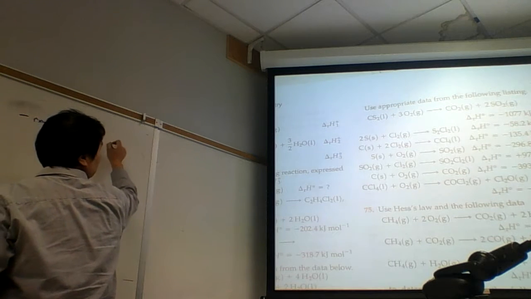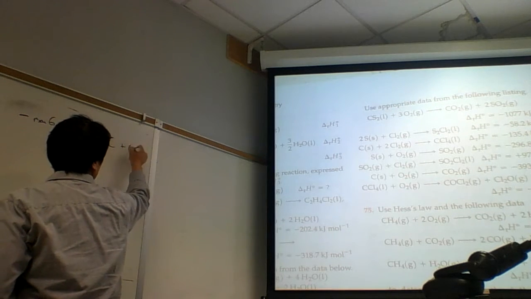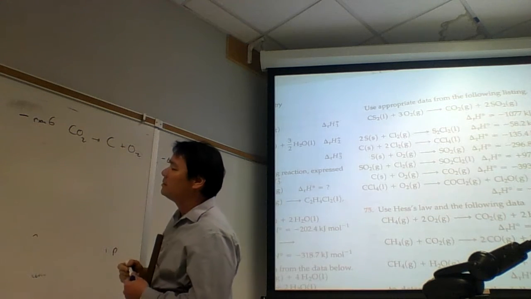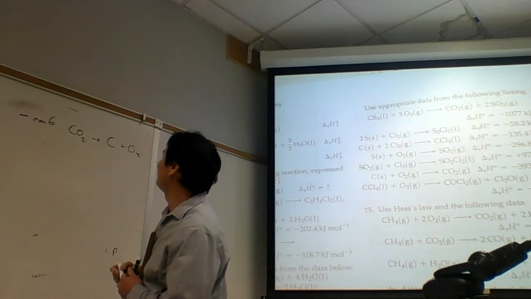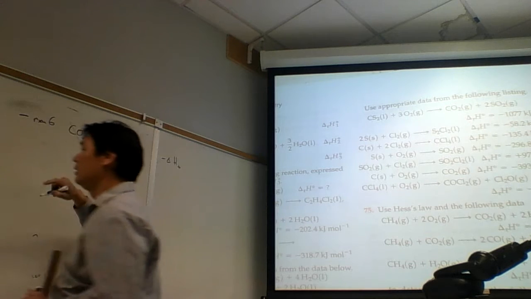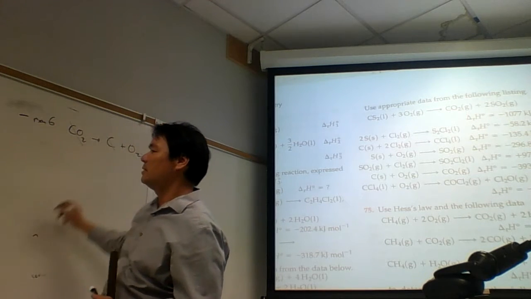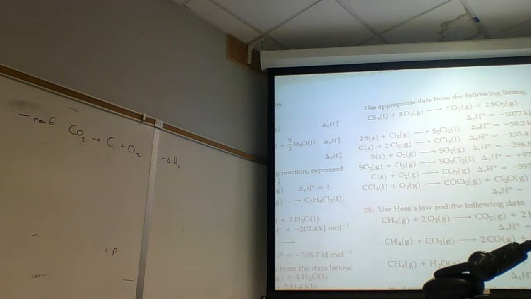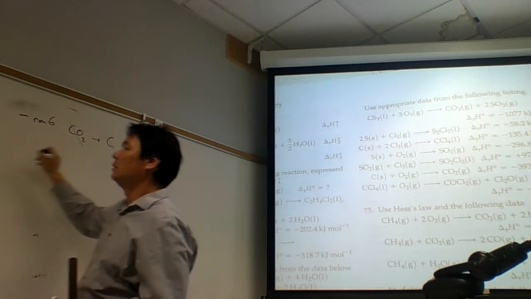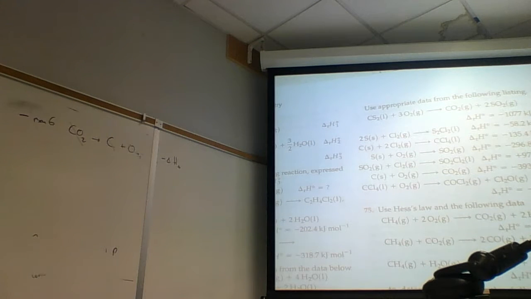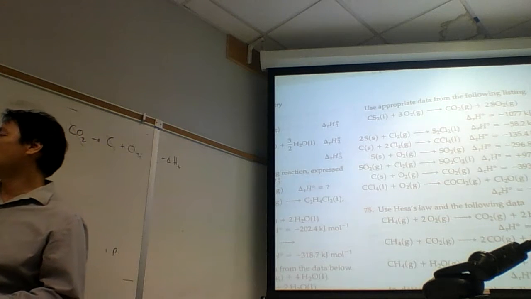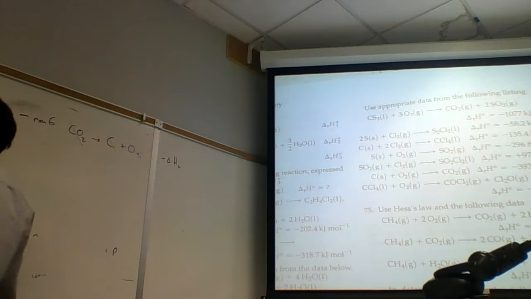CO2 goes to C plus O2. And this would be minus delta H6. And so then that's going to get rid of the CO2s. I got a CO2 on the left, a CO2 on the right. And then it gets rid of the carbon. So I got a carbon on the left, carbon on the right. And it gets rid of the remaining O2. And that leaves me with only the species that I want. You see how it all works out?